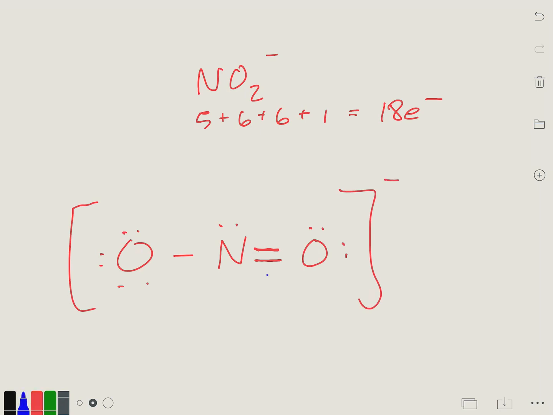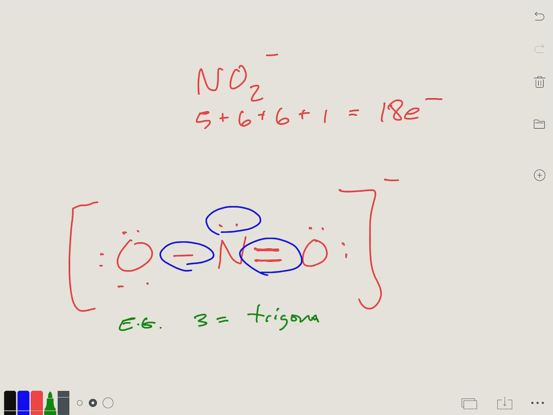Now let's look at the electron groups. We've got a double bond, a single bond, and a lone pair. So electronic geometry, there are 3 groups, trigonal planar. Molecular geometry, of those 3 groups, we've got 2 bonding pairs and 1 lone pair. So this is bent.